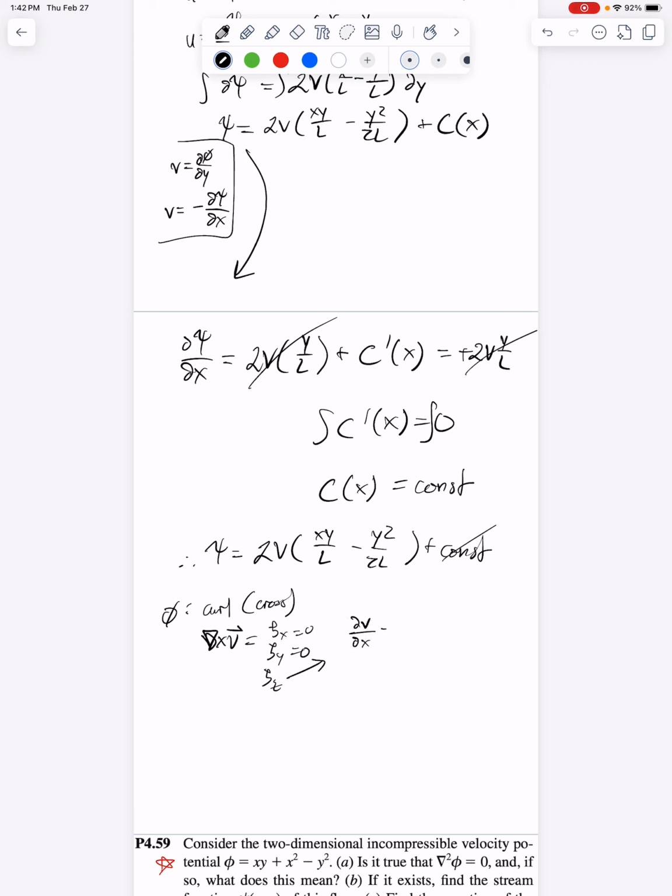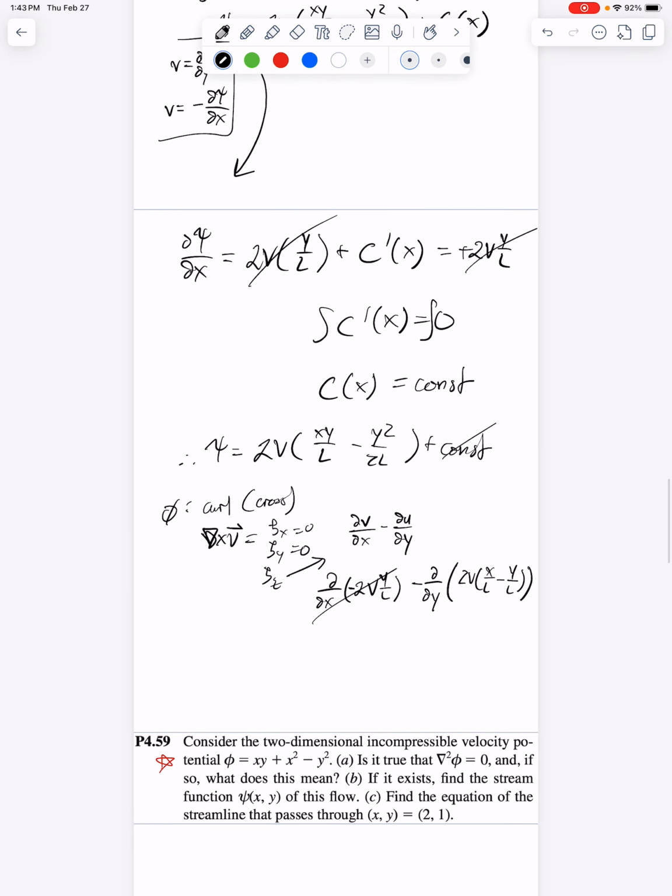dv dx minus du dy. At some point, if you do enough, you might just memorize it. So the x derivative of v is negative 2v y over L, minus the y derivative of u being 2v times x over L minus y over L.